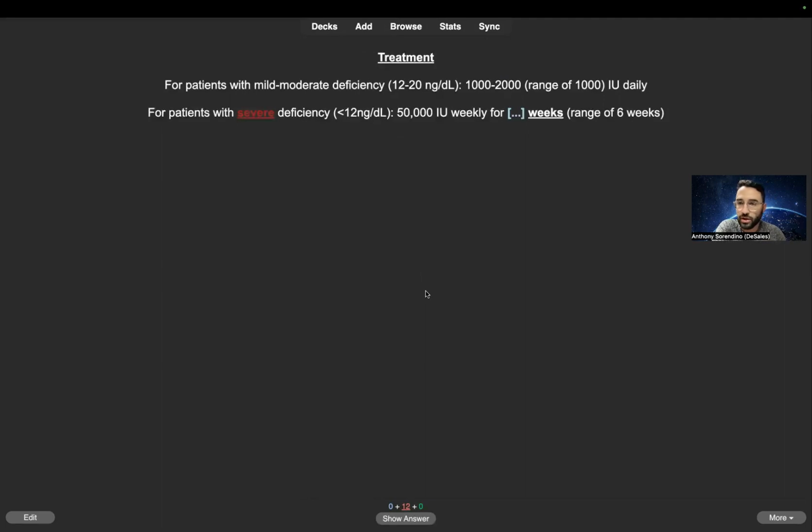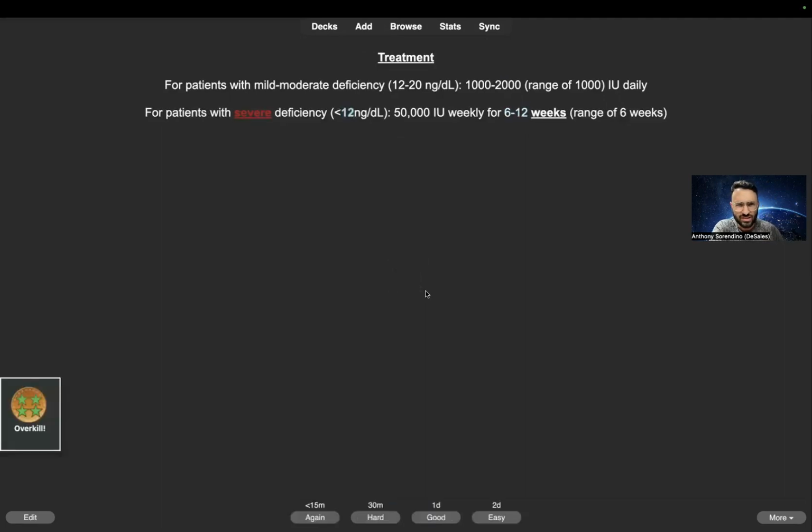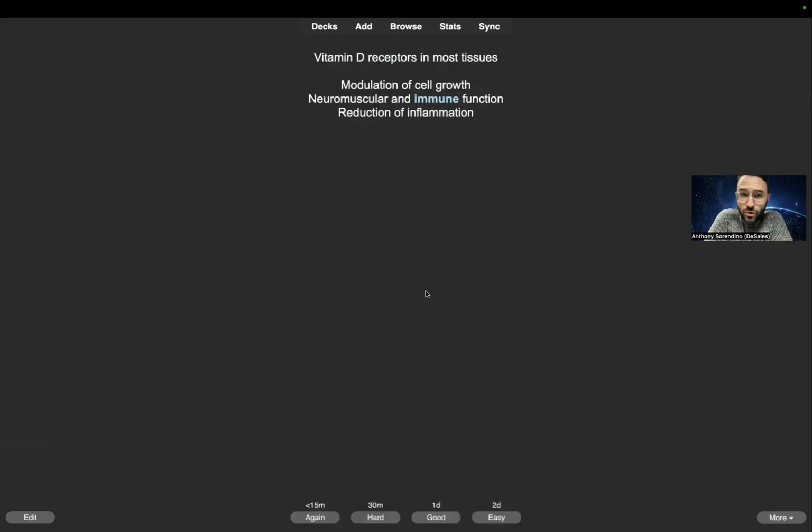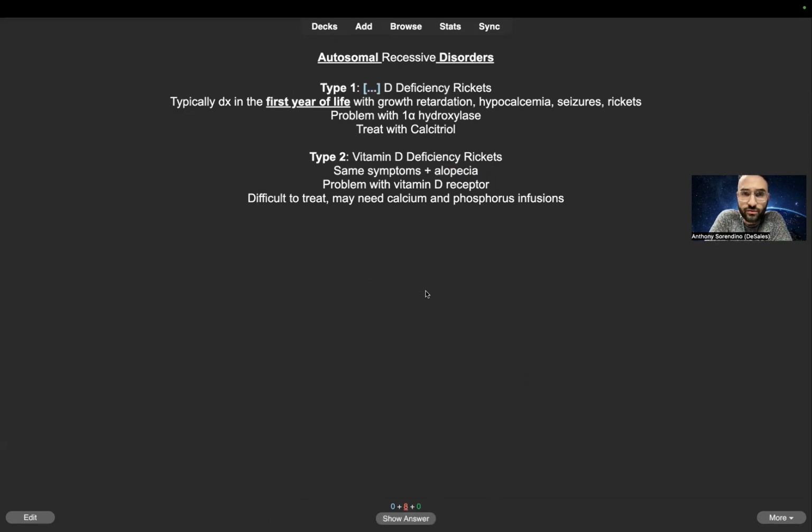Weekly for how many weeks? 6 to 12. Less than 12. Recessive, neuromuscular, and what function? Immune function, autosomal recessive. That's that pseudo. It's that first one. So important to know here, typical diagnosis in the first year of life. You're going to get hypocalcemia. You're going to get growth retardation.